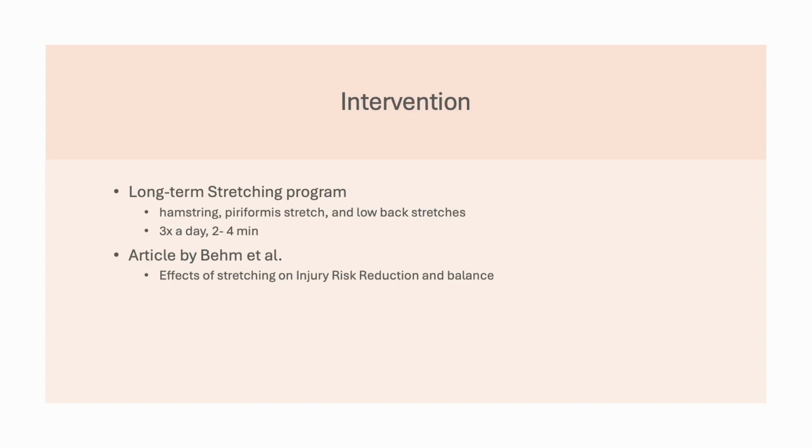Alright, so the intervention I decided to go with was a long-term stretching program. This program is intended and focused to loosen up all those tight muscles and increase his range of motion. The main goal with this would be to help his balance, stability, and minimize risk of injury. The stretches would be hamstring, piriformis, and low back stretches. If possible, I'd have the patient do the stretches 3 times a day for 2 to 4 minutes, and of course take breaks as needed and stop if any pain occurs.